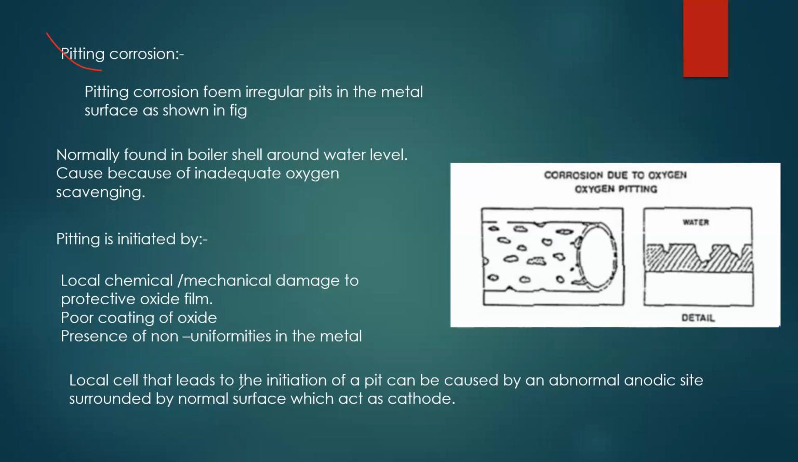Local cells that lead to the initiation of a pit can be caused by an abnormal anodic site surrounded by the normal surface, which acts as a cathode. We already discussed the electrolytic reaction, right? Where the surface is abnormal, that site will become anodic and the normal site will become cathodic, and from the anode the metal will come out and go towards the cathode. So you will have a pit kind of formation here, that is known as pitting corrosion. Electrochemical, yes. Next one is stress corrosion.